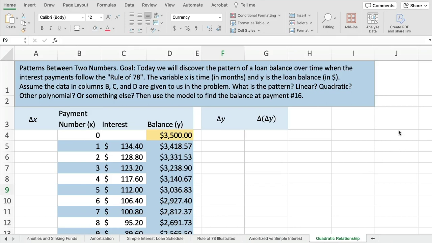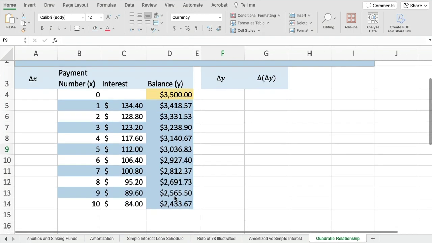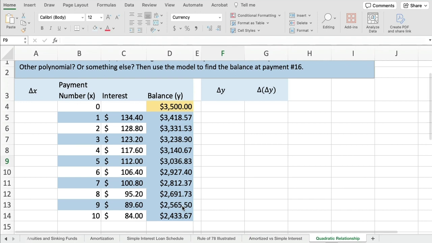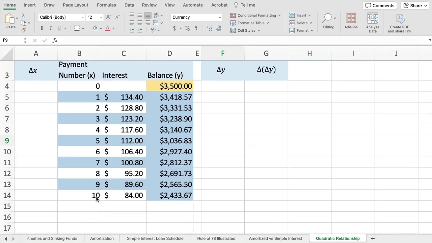We're going to do an application problem in our Patterns Between Two Numbers series in the playlist on quadratic and polynomial relationships. And this one involves something a little bit unusual. We have a partial payment schedule here on a loan. So there's some missing numbers. It only goes as far as payment number 10 and then it stops.